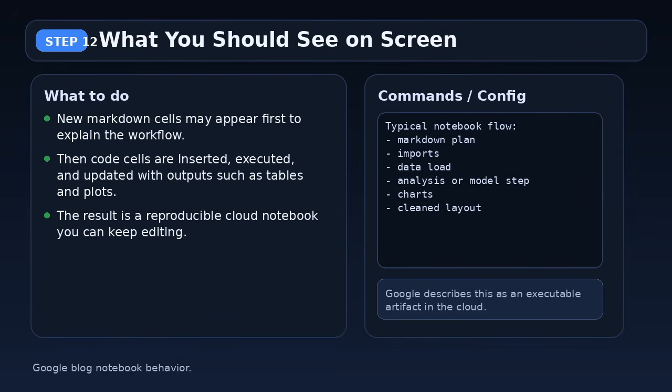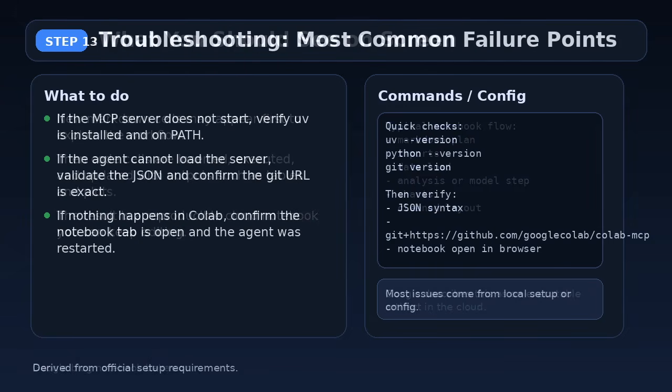Step 12. What you should see on screen. As the task runs, you should see the notebook update live. The agent may first insert markdown cells to explain the workflow. Then it can add Python code cells, run them, and populate the notebook with outputs such as tables, charts, or analysis results. The final notebook remains in Colab as a reproducible cloud artifact that you can review, edit, or share later.